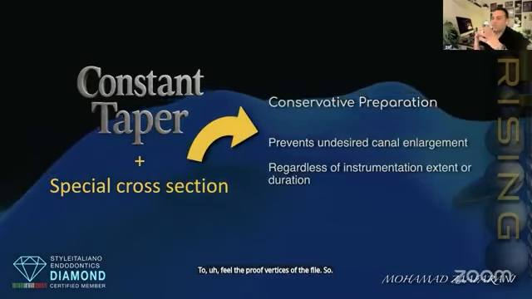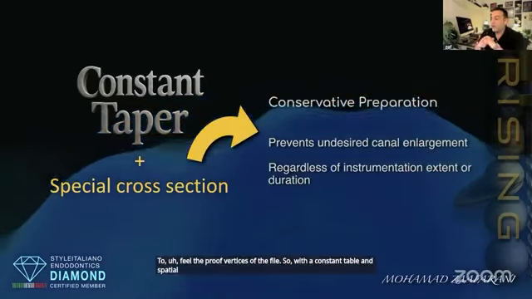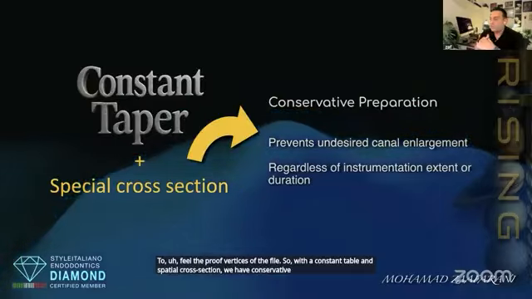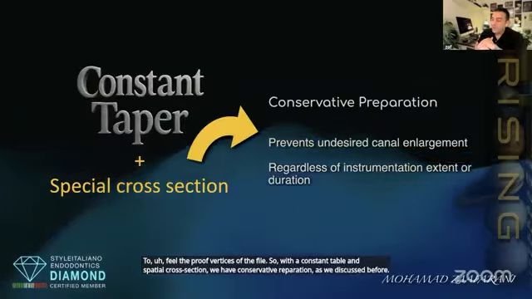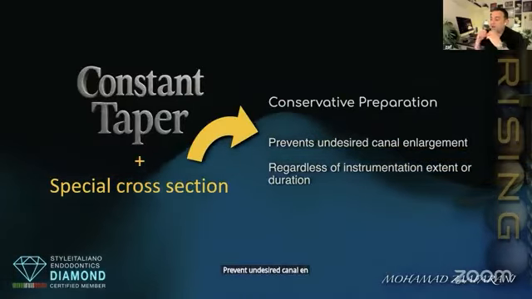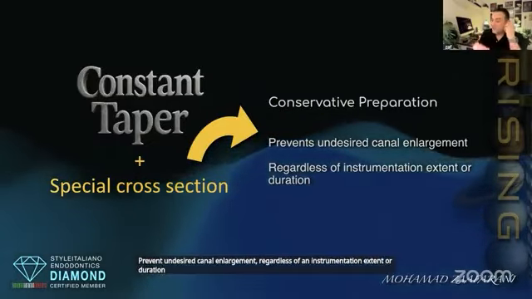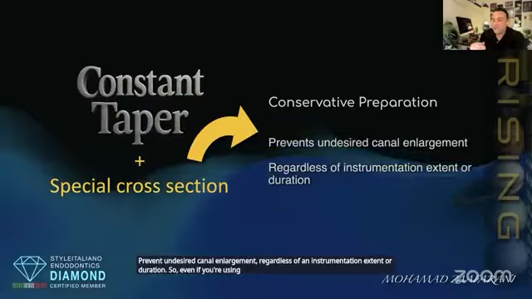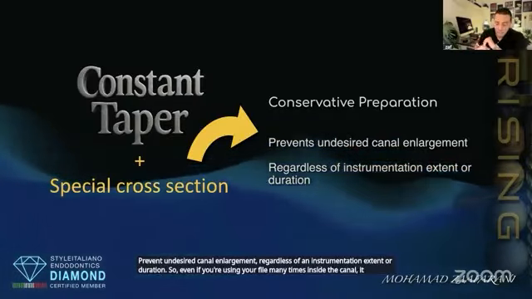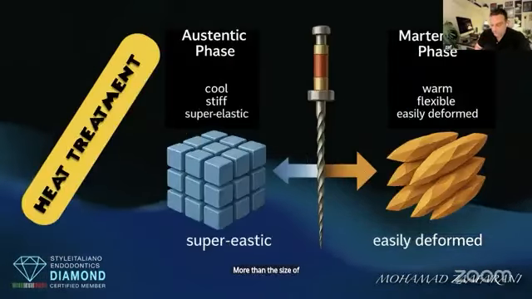So with a constant taper and special cross-section, we have conservative preparation, as we discussed before, preventing undesired canal enlargement regardless of instrumentation extent or duration. So even if you're using your file many times inside the canal, it will not enlarge the canal more than the size of the file.